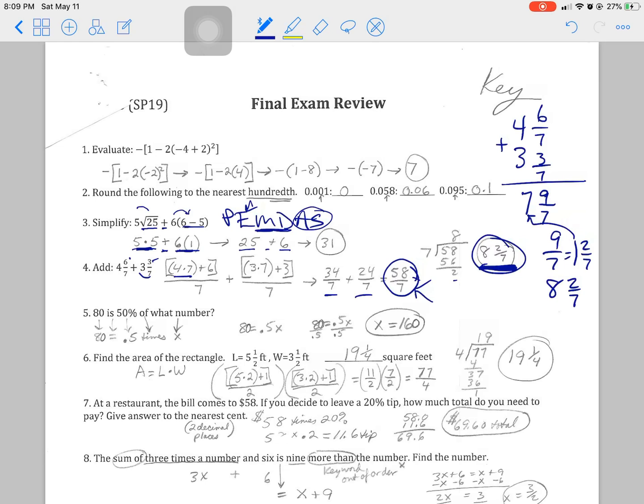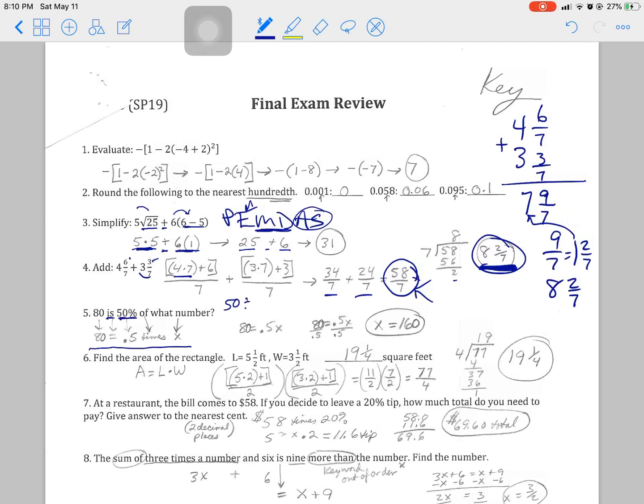Number 5, 80 is 50% of what number? So this is the equation way to do this. There's a proportion way with bases and amounts. I'm not sure that I remember that way. But for me, it's easy enough to say that 80 is... Every time you see an "is," that's an equal sign. 50%, take your percent and turn it into a decimal.